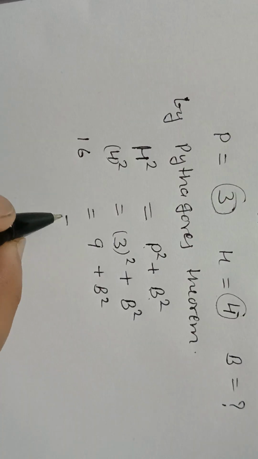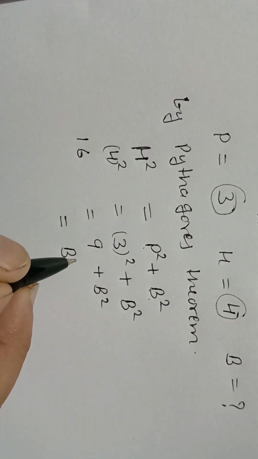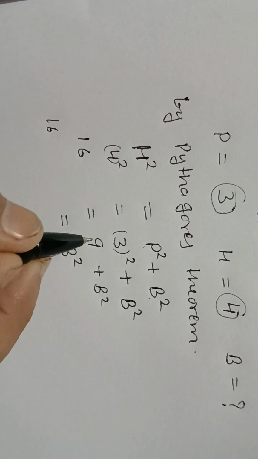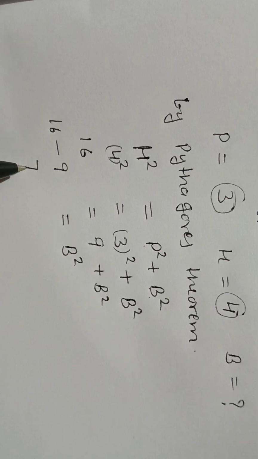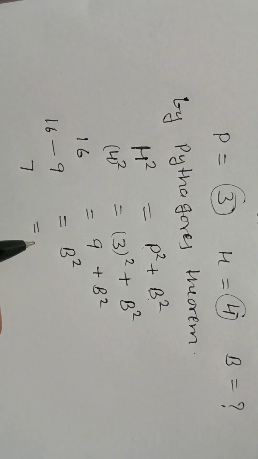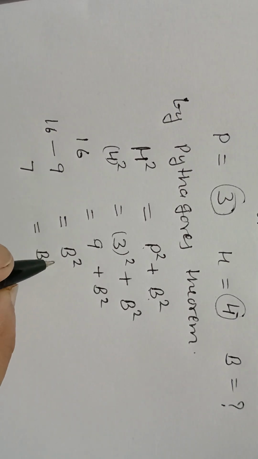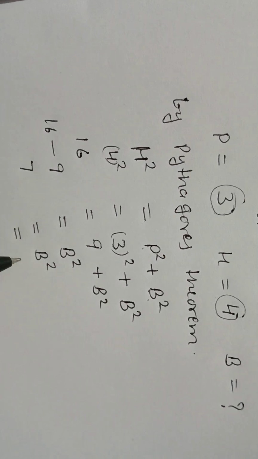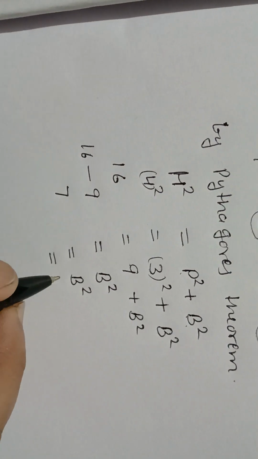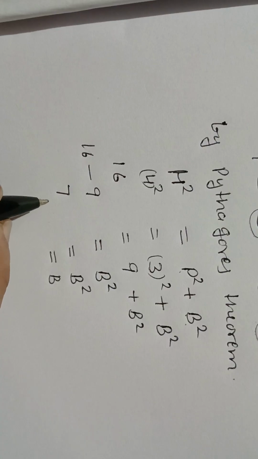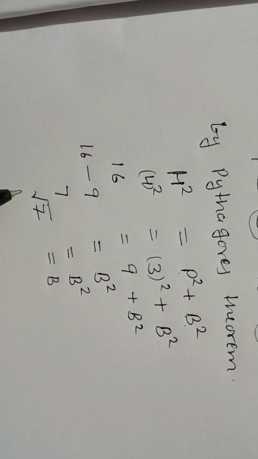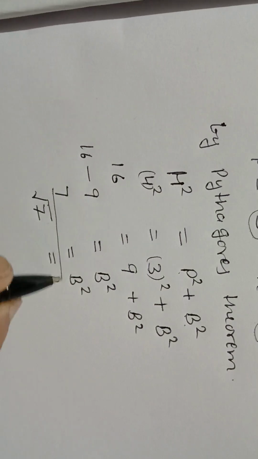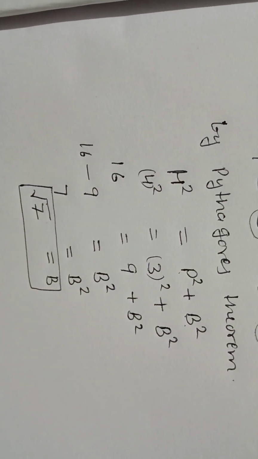Now we have to find the value of b, only b. So 16 and this 9 come this side, minus 9. How much? It will remain 7. Okay, it will be b square, but we need b only. So this will be root 7, because this square come this side, it become square root. So the value of base is root 7.